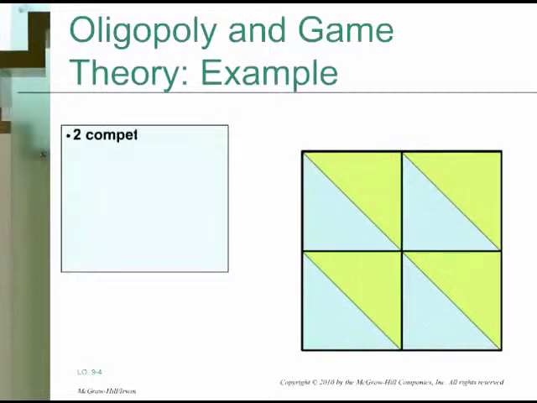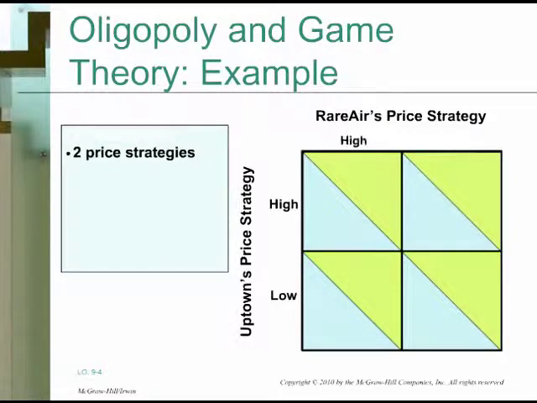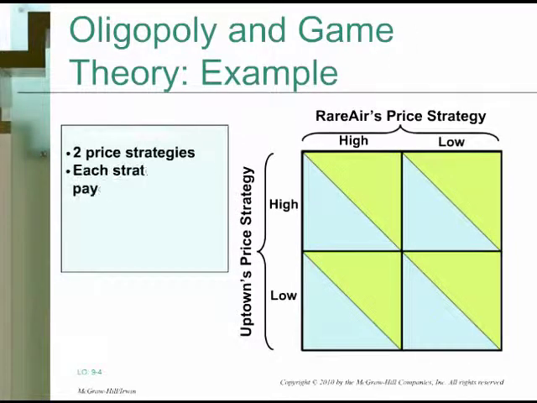Suppose there are two competitors, Uptown and Rare Air. Each has two price strategies, high and low. Each strategy has a payoff. So if both set prices to high, each will make $12. If both set prices to low, each will make $8.